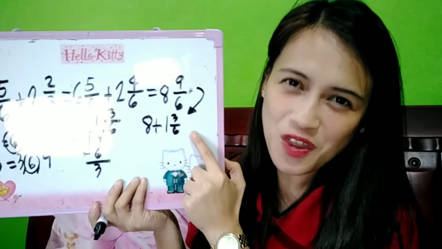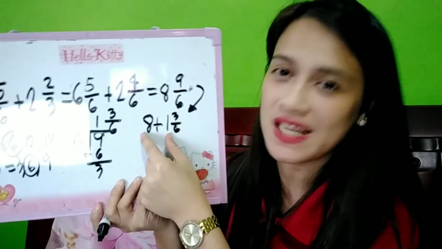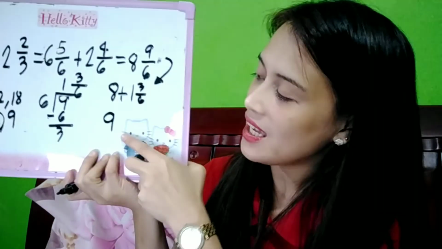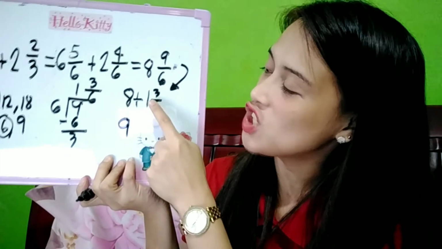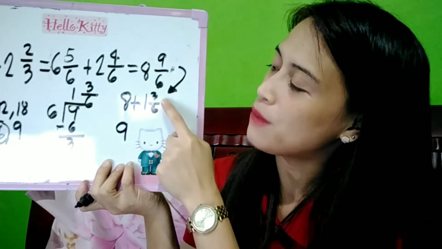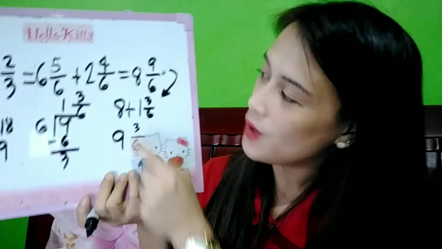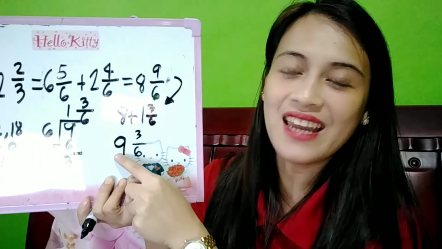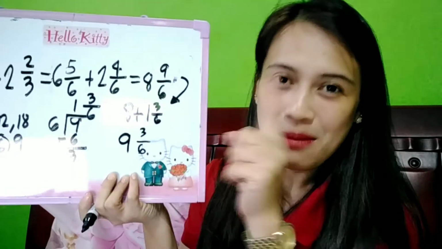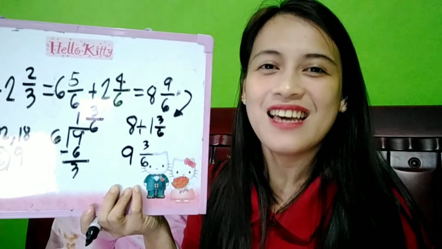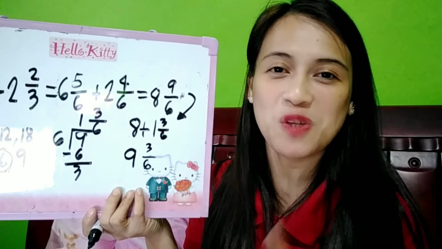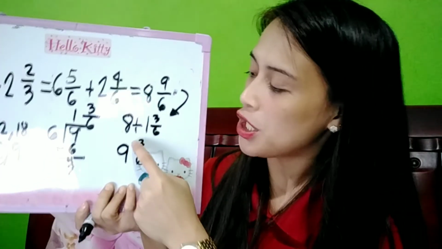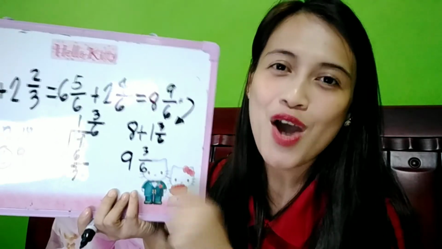So, i-add lang nato. Very simple. Just add the whole numbers. 8 plus 1 equals 9. And then, just copy the proper fraction, 3 over 6. Oh, si 8 and 9 over 6, nahimo na siya 9 and 3 over 6. Pero kids, always remember, dapat ang fraction should be in its simplest form or lowest term. 3 over 6, naka-lowest term na ba siya? No.